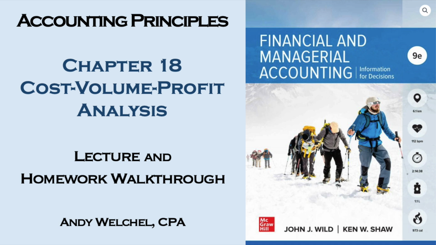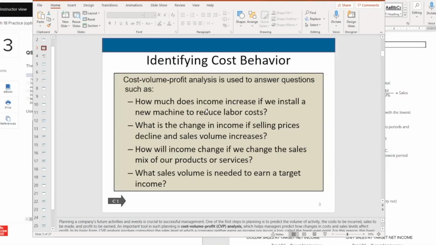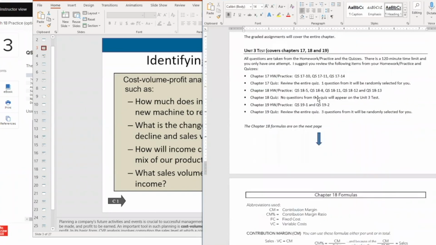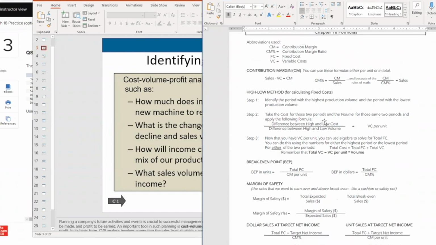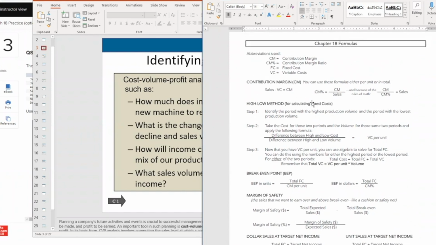All right, chapter 18. There should be something in Blackboard, the Unit 3 study guide. The most important part of the study guide is the second page. This has got all the formulas that you need for chapter 18 in one place. Very convenient for you for doing the homework, the quizzes, and the unit tests.